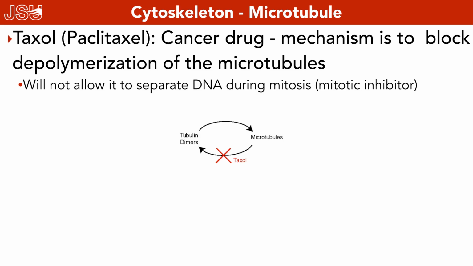So if we could somehow block that depolymerization, guess what we could do? What is cancer? Uncontrolled cellular replication, right? DNA is always being separated, made and separated. So here we're going to block the separation of DNA by blocking the depolymerization of microtubules.